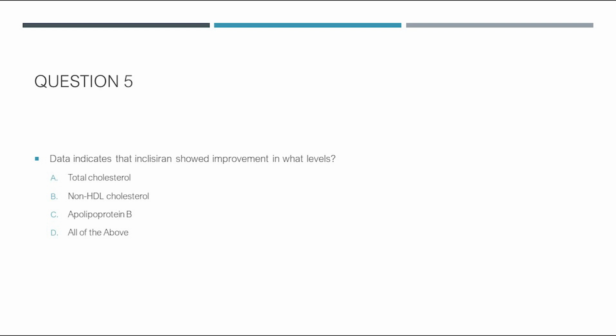And finally, our fifth question is, the data indicates that Inclisiran showed improvements in what levels? Is it total cholesterol, non-HDL cholesterol, or apolipoprotein B? Or is it D, all of the above? And the correct answer is D, all of the above.